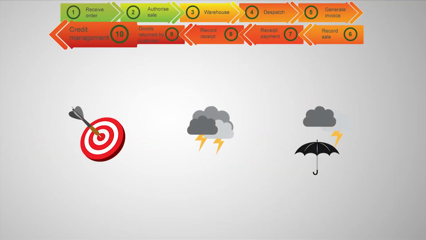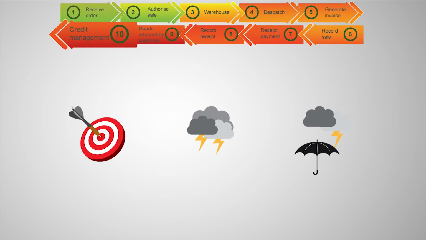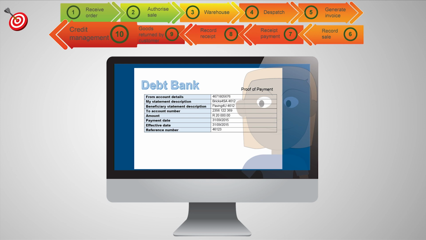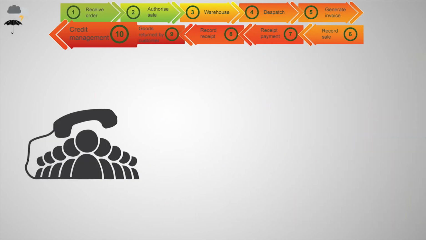Let's look at examples of objectives, risks, and controls for this final step in the revenue and receipt cycle. An objective includes to limit loss from bad debts and encourage debtors to pay on time. Examples of risks here are if debtors pay late or debts are written off unnecessarily. Potential controls for these risks include the following.